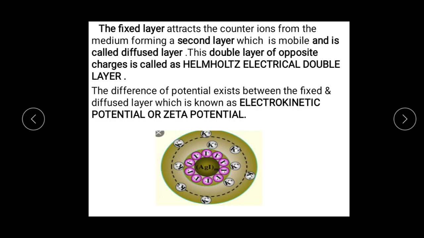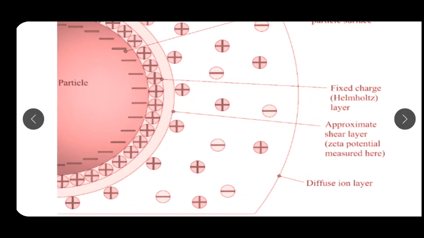Another term, the difference of potential that exists between the fixed and diffuse layer is known as electrokinetic potential or zeta potential. So zeta potential and Helmholtz electrical double layer, hope you have got it. Here also you can see the negative charge adsorbed. This is the fixed layer, this is the diffused layer.